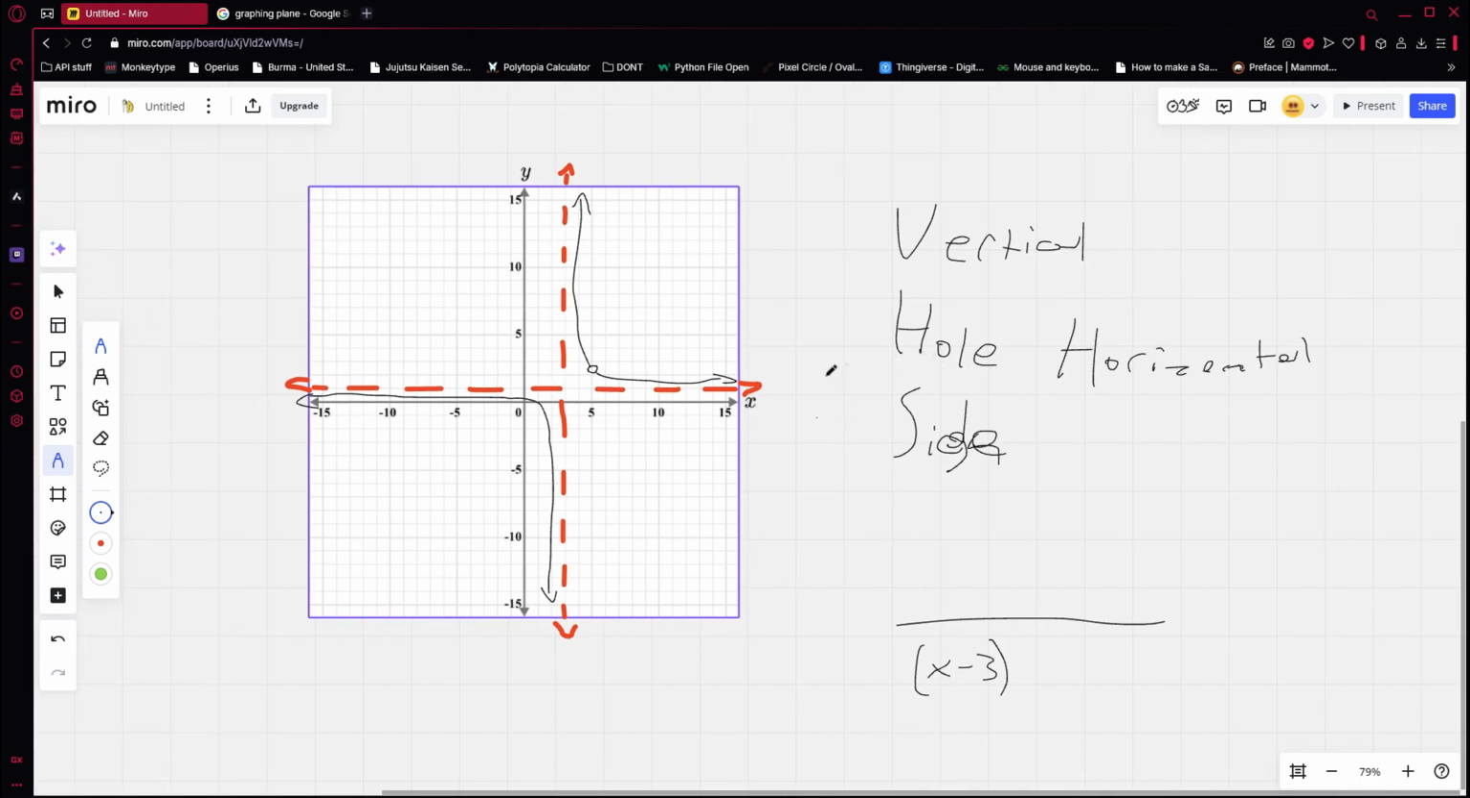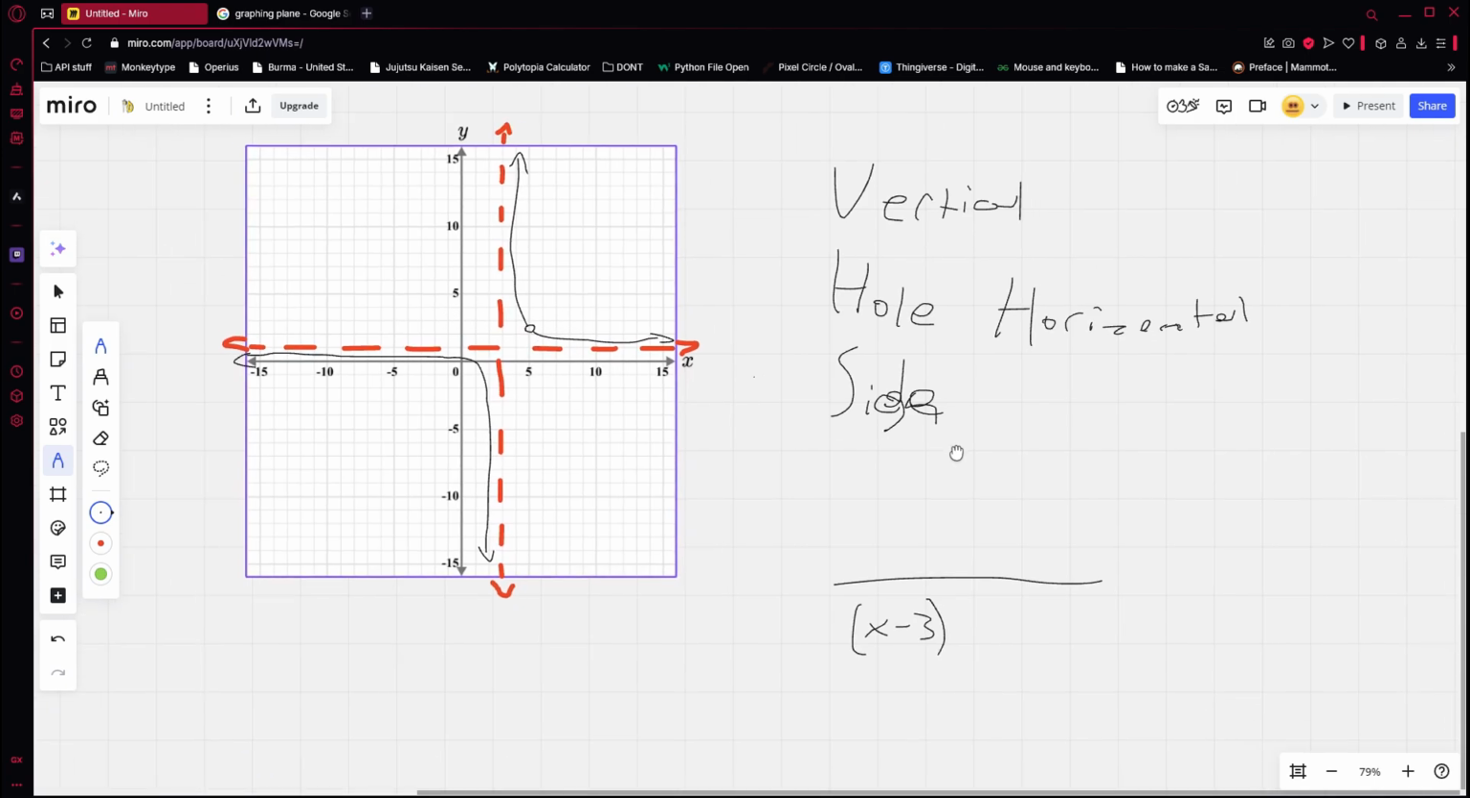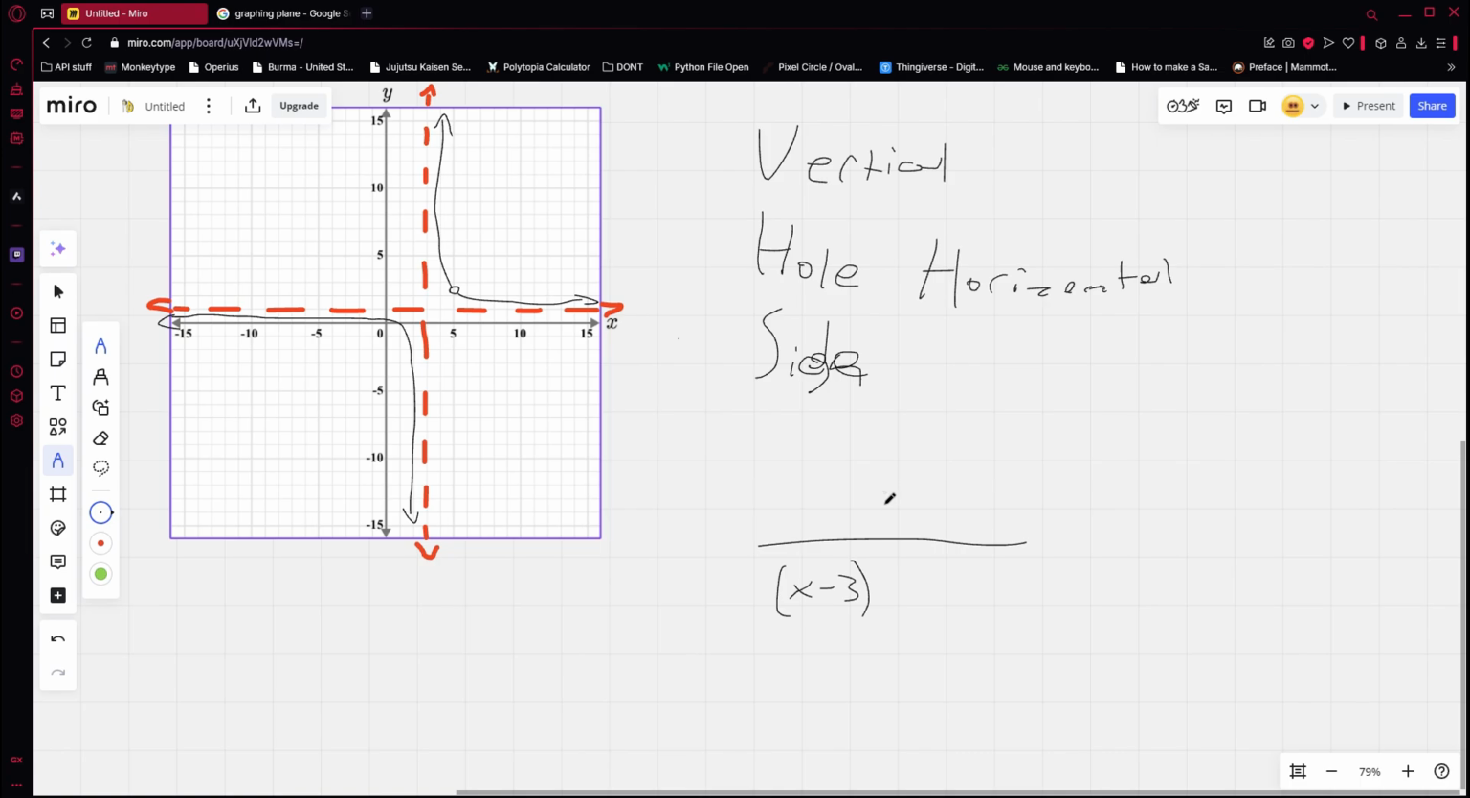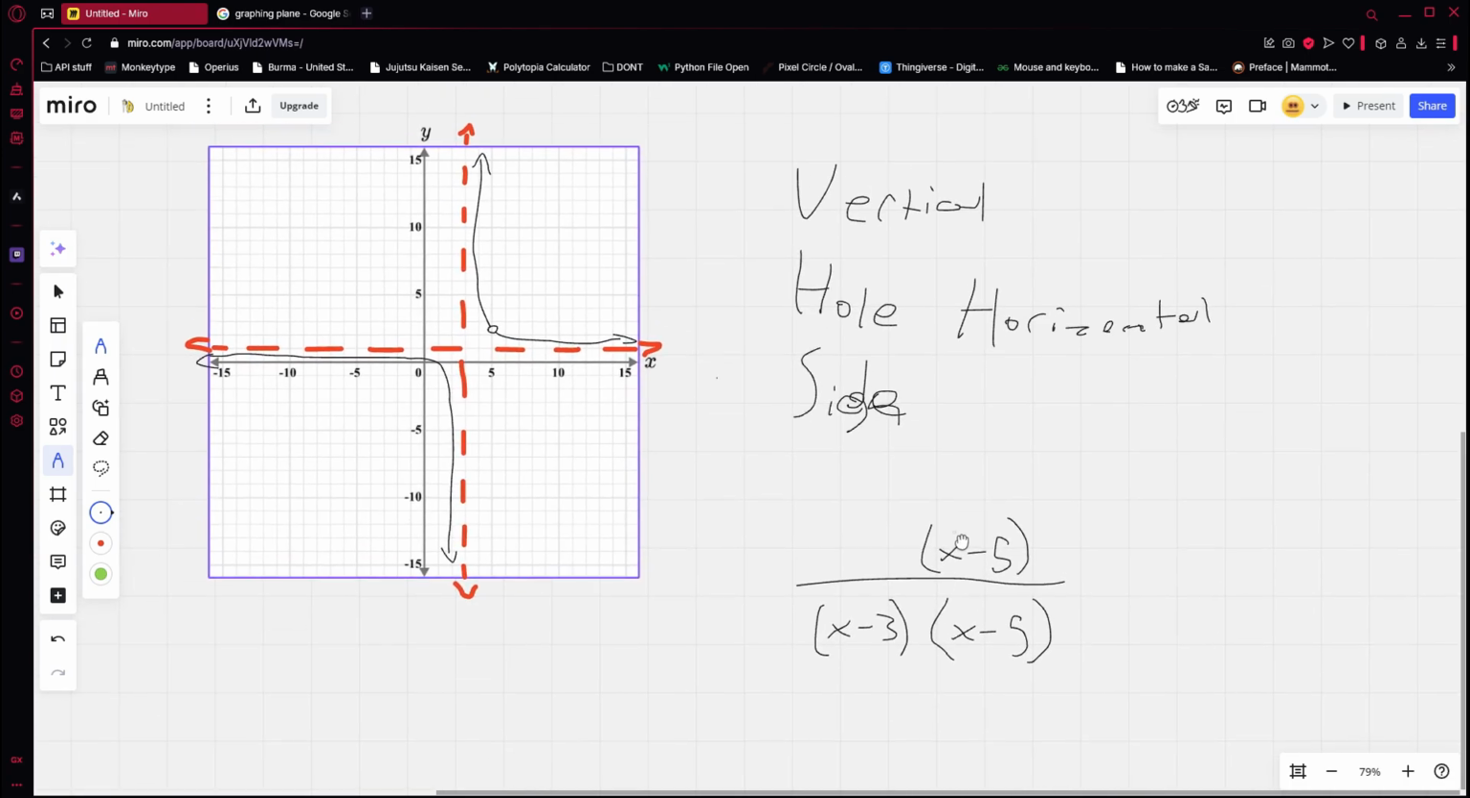Now, hole. We have a hole at x equals 5. Now, the function doesn't actually tell you anything else. It doesn't tell you the y. It just tells you the x. So you're going to make a hole, which is when the two factors cancel out. X minus 5, x minus 5. So those would cancel out.